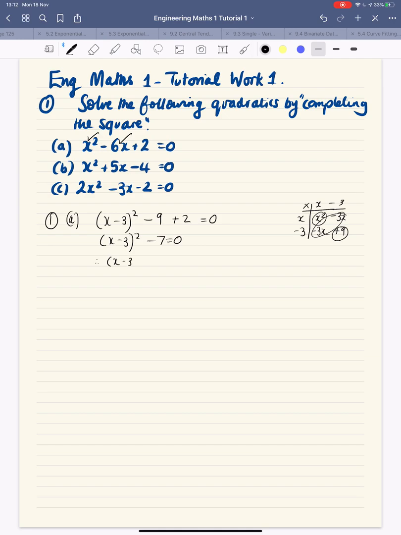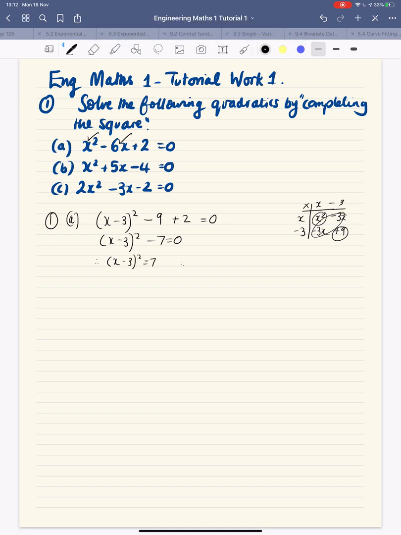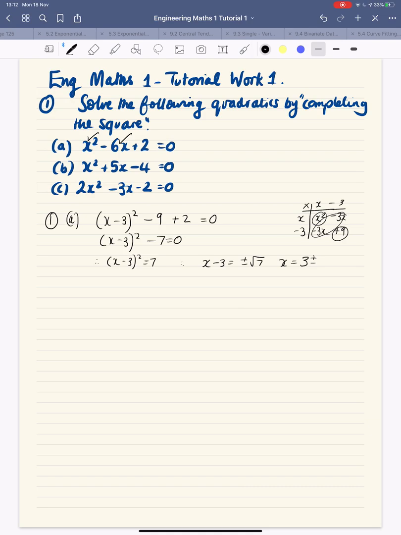So x minus 3 squared equals 7. So x minus 3 is plus or minus the square root of 7. So x is 3 plus or minus the square root of 7. Okay, so this is completing the square.